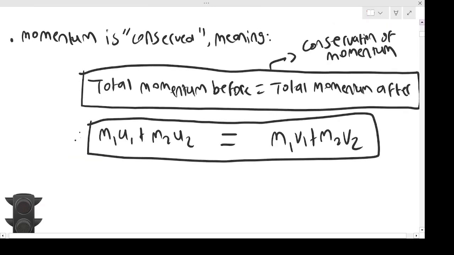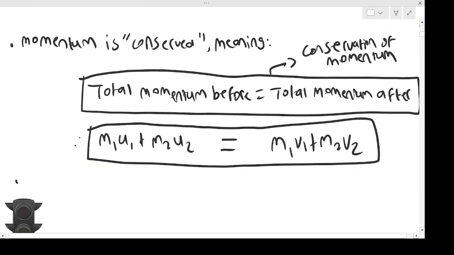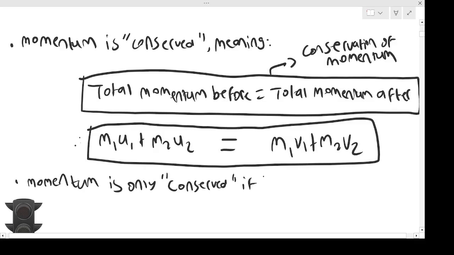But there we are. I'm also going to make a final point, a technical point, that momentum is only conserved when there's no external forces involved. I'll explain what that means in a second. So momentum is only conserved if there's no external forces involved.